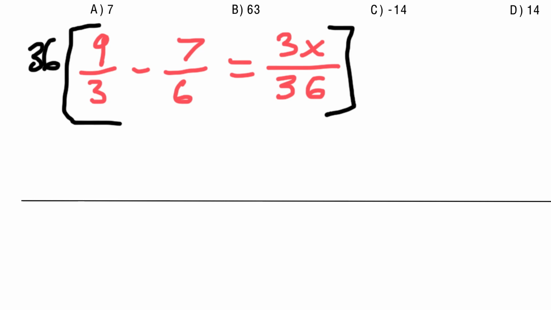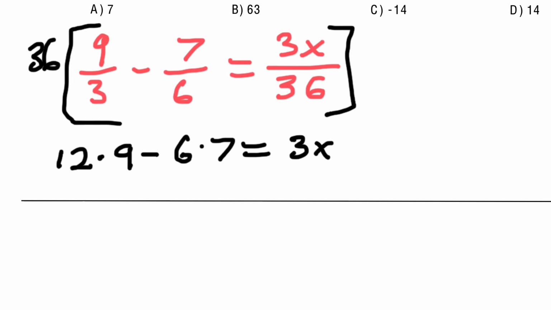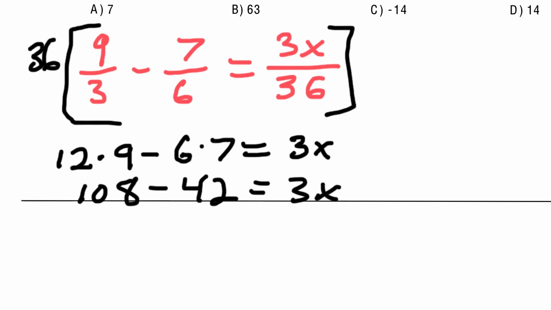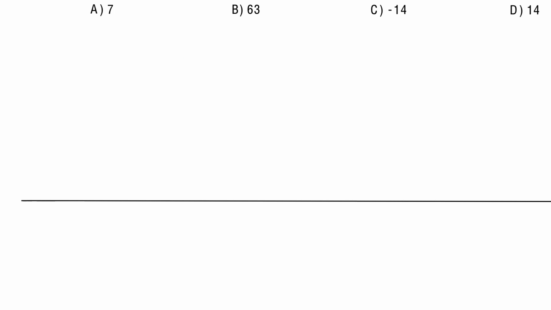3 goes into 36 12 times, so we'd have 12 times 9. 6 goes into 36 6 times, so it would be a minus 6 times 7. And 36 goes into 36 1 time, so it would be 1 times 3x, or just 3x. Then we solve that. 9 times 12 is 108, minus 42 equals 3x. And then it becomes a simple problem. We've eliminated the fractions. So we do the same thing with rational expressions. We find a common denominator that will take care of everything.